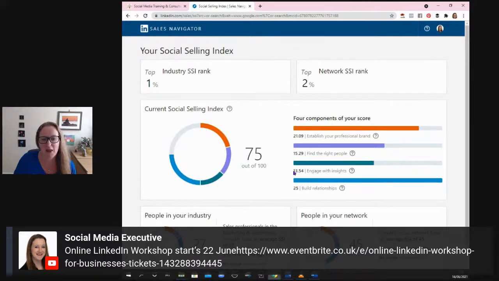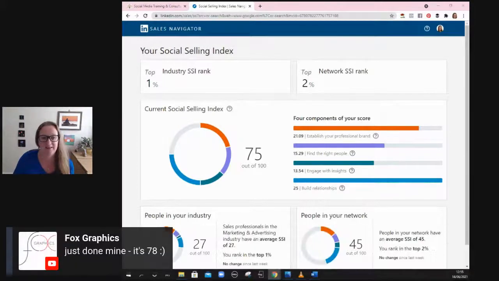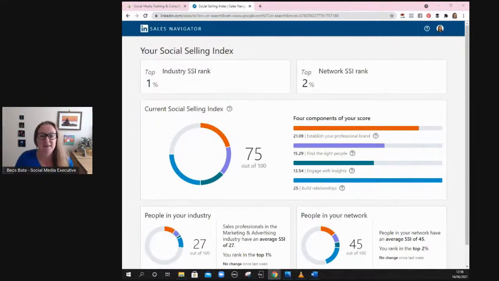Okay, how do we engage with insights? So how do you engage with those insights? That's that data. Do you look at your data? And how good are you at building relationships? So Kate's just said she's just done hers and it's 78. Brilliant, well done, Kate. It's all those videos you've been doing, they've definitely been working. That's really good. So again, get your score here.